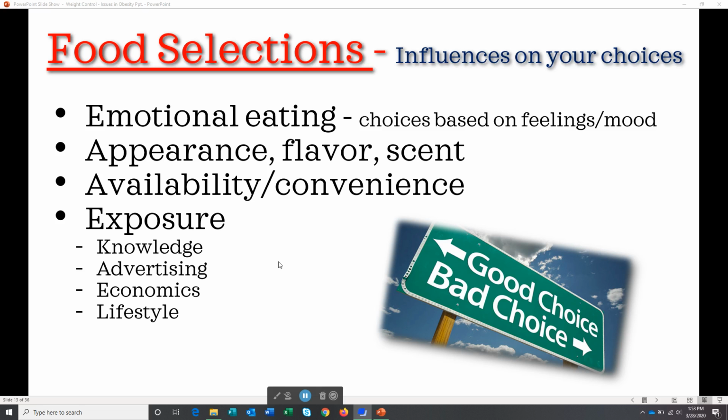We are also through exposure of advertising on TV, on different websites, radio, whatever it might be. We're influenced to make those decisions to eat the foods that aren't good for us.